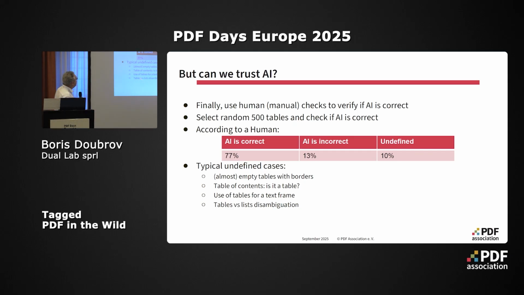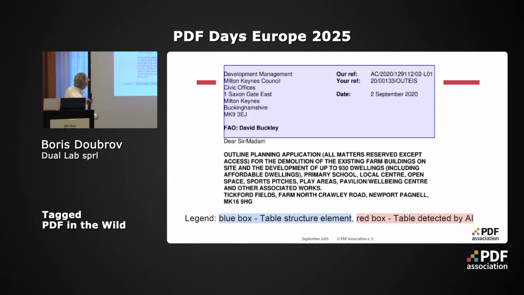And well, we had a few undefined cases. Among the rest of 23%, there were 10% of cases where our key engineer was also hesitant. He wasn't sure whether these are tables or not tables, who is right, who is wrong. According to him, AI was incorrect only in 13% of cases. So it's not a very high number. And the typical undefined cases were like almost tables. Well, I'll show them. So is it a table or not?